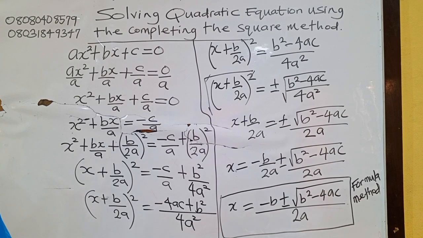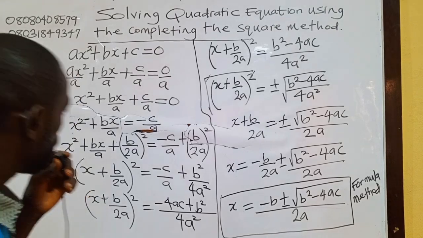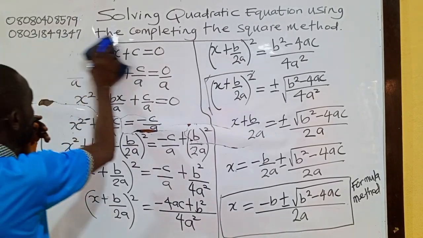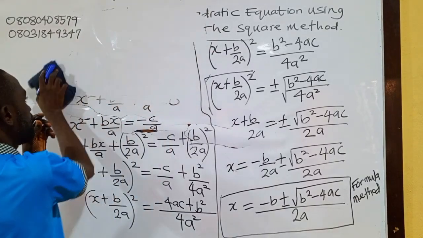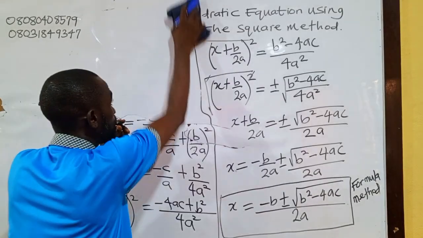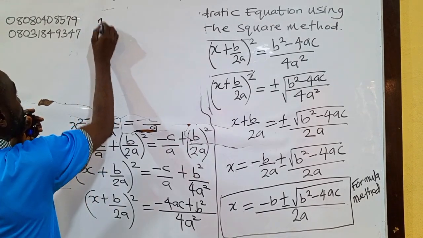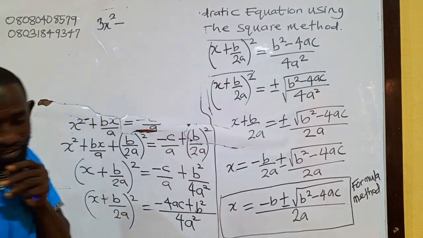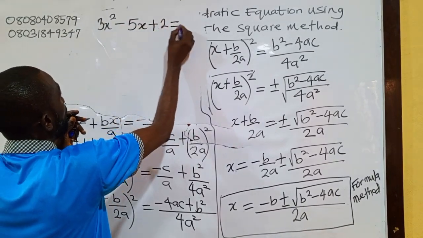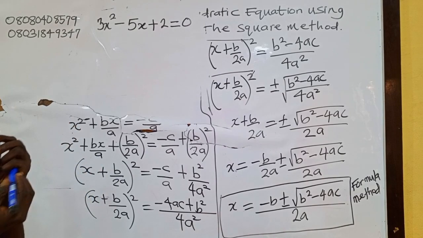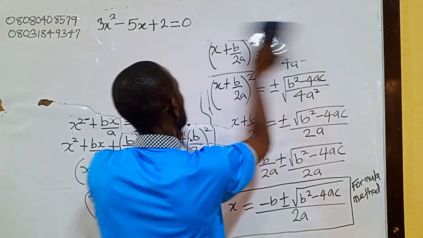So let us solve the question. We have 3x squared minus 5x plus 2 equals 0. We want to use the completing the square method. Class, please follow me bumper to bumper, please. Okay? So I can use this method to solve this question. 3x squared minus 5x plus 2 equals what now? Is 0. We have been asked to use the completing the square method to solve this question.